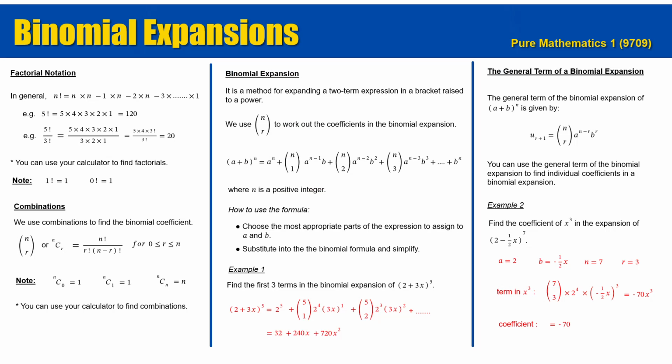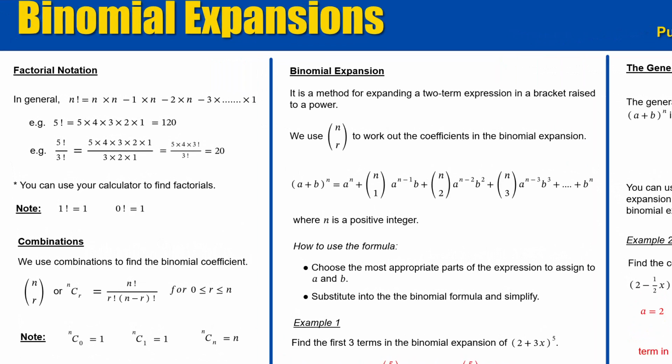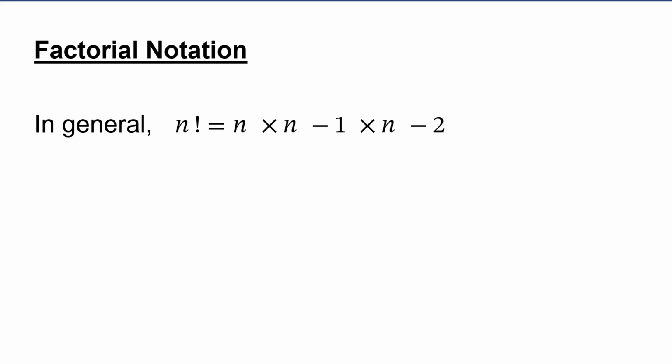Now before we get into how we perform binomial expansions, there are some operations that you need to know, operations that you will come across in this topic, which might be new to you. The first one is factorial notation. Now, in general, n factorial is the same as n times n minus 1 times n minus 2 times n minus 3 and so on, all the way down to 1.